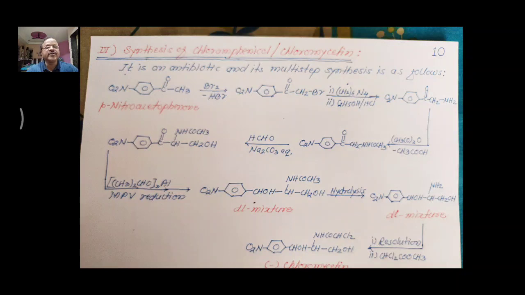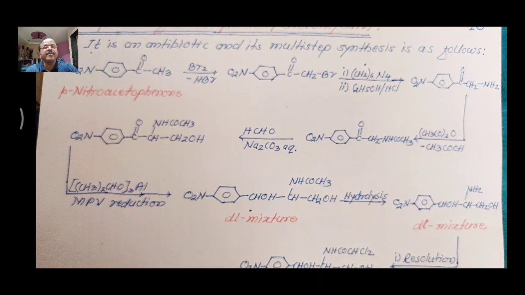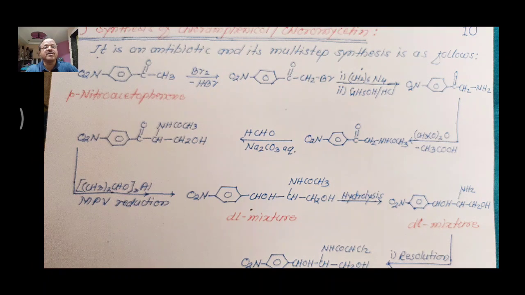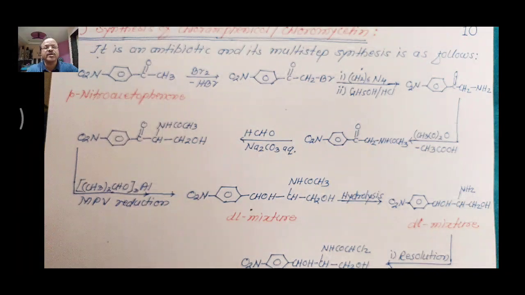Now let's begin with the first step, that is the reaction of para-nitroacetophenone with bromine. In short, it is called a bromination reaction, as we are using bromine as a reagent.